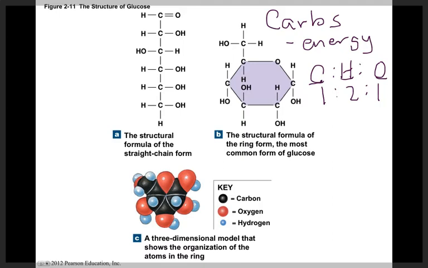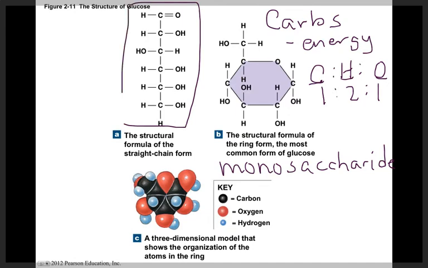Sometimes the carbohydrates can be very simple carbs, and we would call those monosaccharides. They are simple sugars containing only 3 to 7 carbon atoms. So here we see a monosaccharide that has 1, 2, 3, 4, 5, 6 carbons, and it's more in a straight chain form.